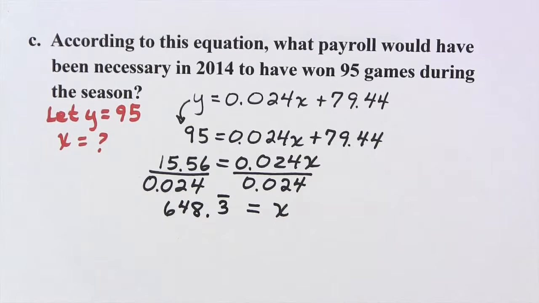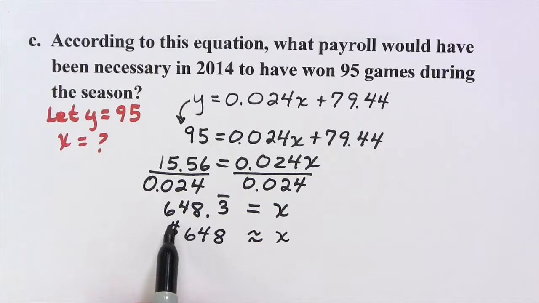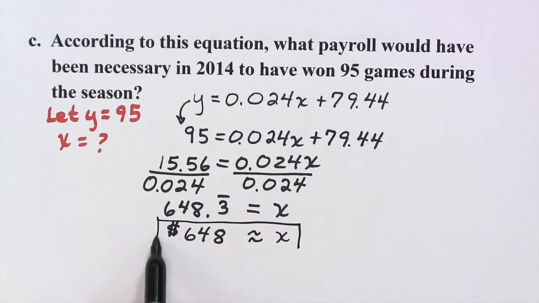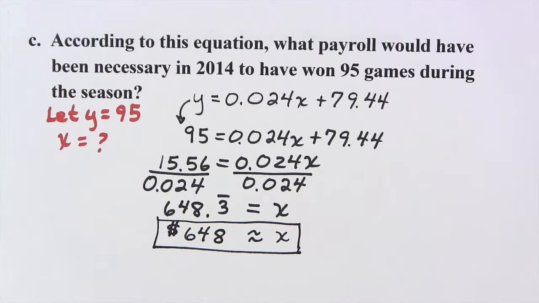So what is the question we are asked? According to this equation, what payroll would have been necessary? And we'll round to the nearest whole. To the nearest whole, that's 648. And remember, this is in millions of dollars, so this is what the payroll would need to be in order to win 95 games during the season.